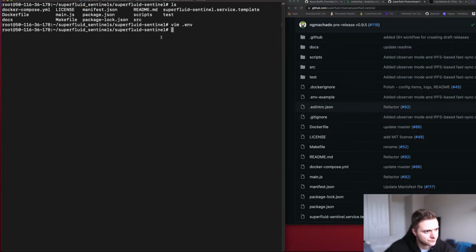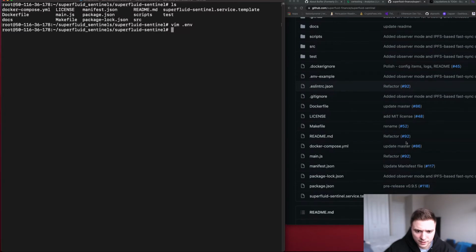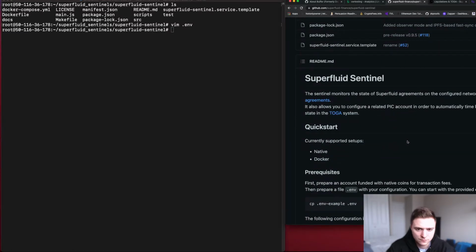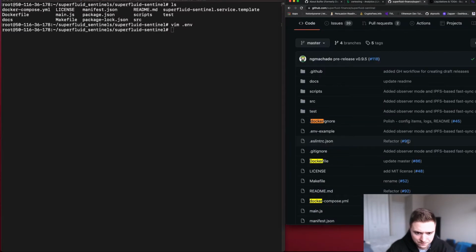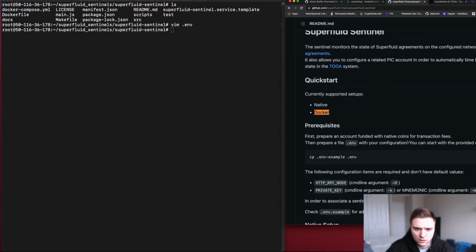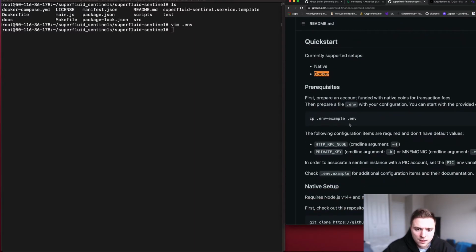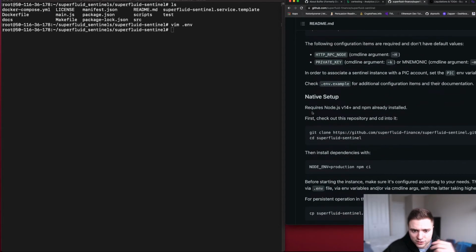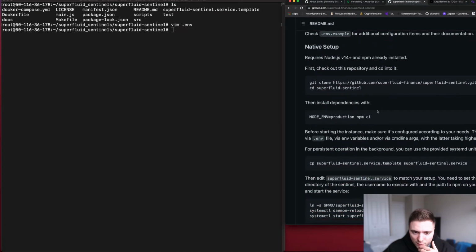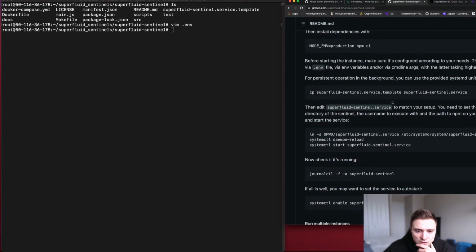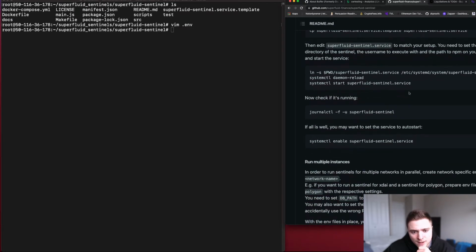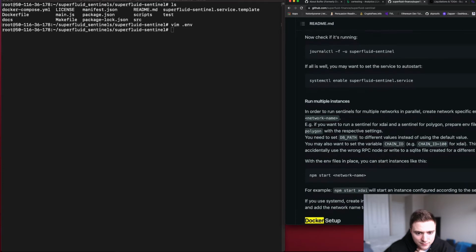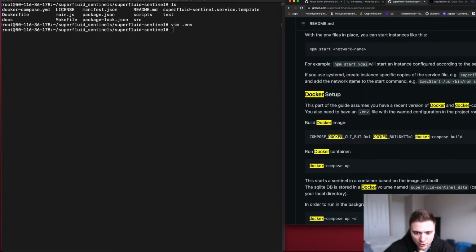But all right, if we take a look at the README, head to Docker. All right, here's just some notes on getting this set up. Again, it's just explaining what I just explained to you about configuration and all this good stuff. Cloning the repo, installing dependencies, all this good stuff. If you want to use system control, you can. Docker. Okay, here we are in Docker.